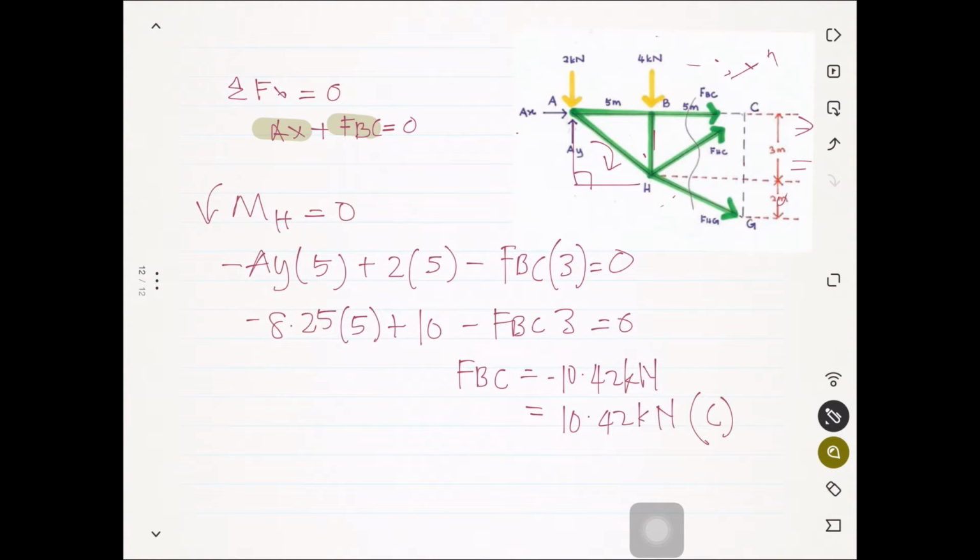So what we assumed is not correct, because we should draw it like this. Here is FBC, 10.42 kilonewton. This is compression. So the answer is 10.42 compression.